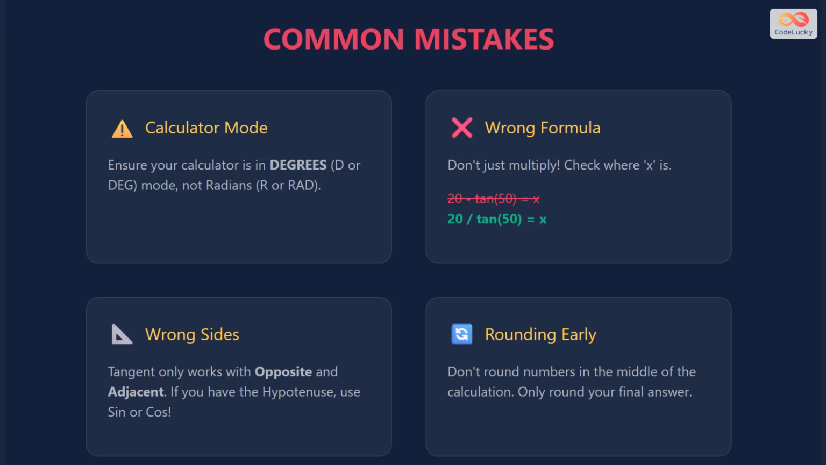Here are some common traps to avoid. First, always check that your calculator is set to degrees mode, not radians, or your answers will be wrong. Second, remember that if the unknown x is on the bottom, you must divide, not multiply. And finally, tangent only relates the opposite and adjacent sides. Do not use the hypotenuse.